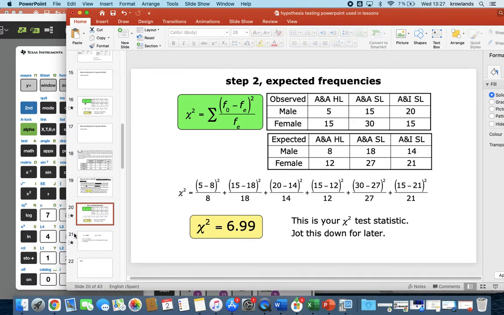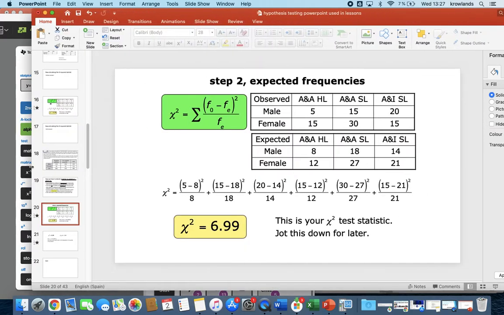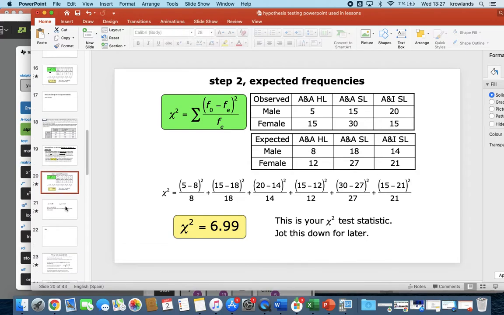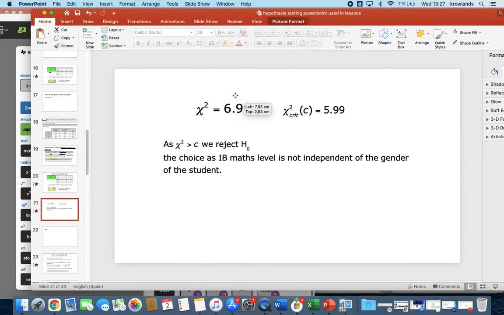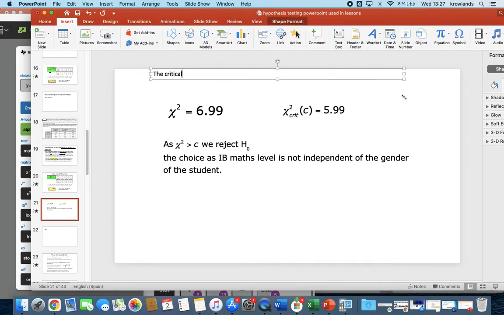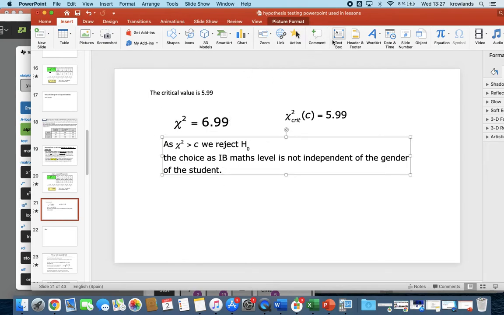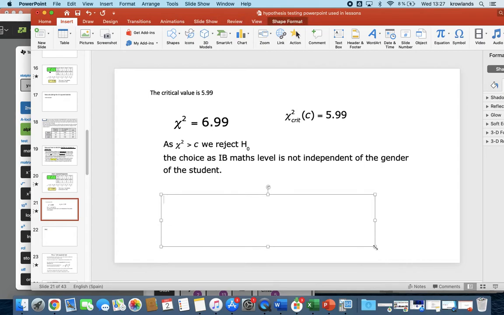So continuing on with this question, we would have calculated chi-squared to be 6.99. You can see on the calculator, and you can see in the non-calculator method we calculated it to be 6.99. Now we're going to do the comparison. Chi-squared is 6.99. Now let's say in the question it states the critical value is 5.99. Now what you have to do is compare the 5.99 to the 6.99. So you write an inequality comparing the two. We're going to say that 6.99 is bigger than 5.99.